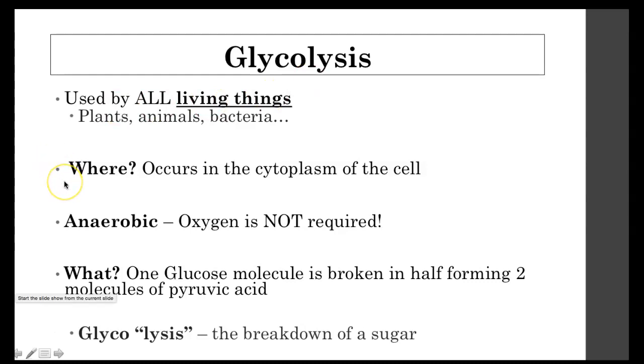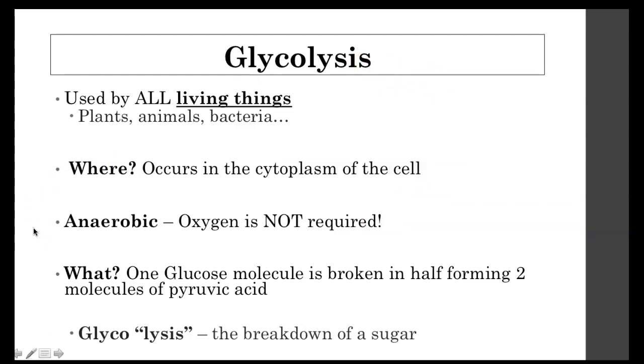Okay, so where does glycolysis occur? Glycolysis occurs in the cytoplasm of the cell. So this first stage of cell respiration takes place outside of the mitochondria. This stage is anaerobic, which means oxygen does not have to be present in order for this process to occur. So again, oxygen is not required in order for glycolysis to happen.